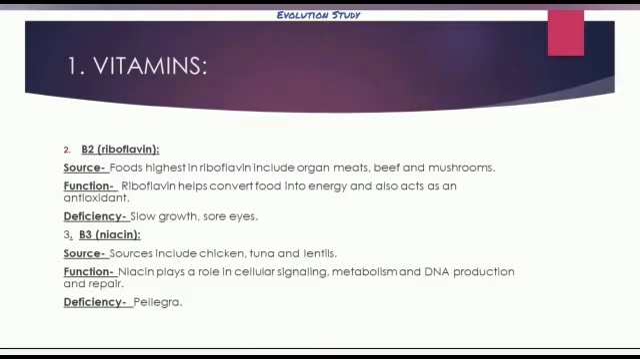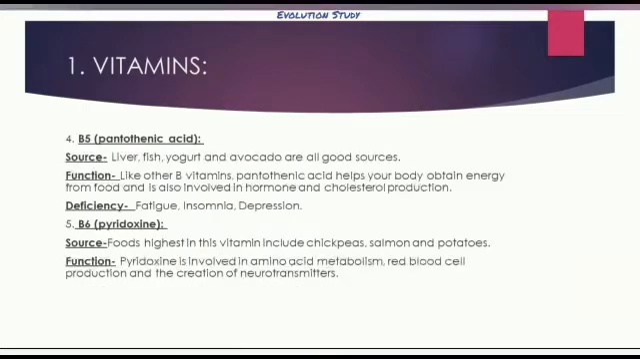B3, niacin. Sources include chicken, tuna and lentils. Function: niacin plays a role in cellular signaling, metabolism, and DNA production and repair. Deficiency: pellagra. B5, pantothenic acid. Source: liver, fish, yogurt, avocado are all good sources. Function: like other B vitamins, pantothenic acid helps your body obtain energy from food, and it is also involved in hormone and cholesterol production. Deficiency: fatigue, insomnia, depression.